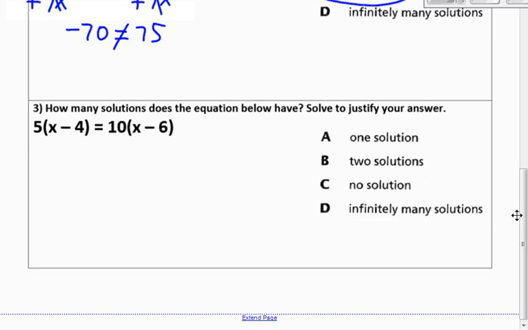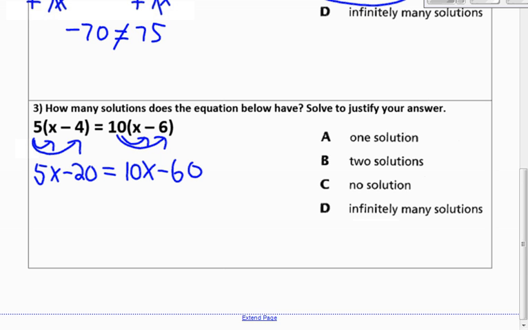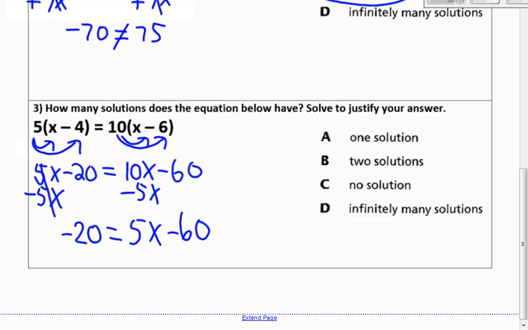For the third one, you have 5 times x and 5 times negative 4. You get 5x minus 20 equals 10 times x and 10 times negative 6 using distributive property again. That's 10x minus 60. You have to get the x's together to solve. You have minus 5x on each side. That cancels on that side. You have negative 20 equals 10x minus 5x is 5x. And you bring down the negative 60.